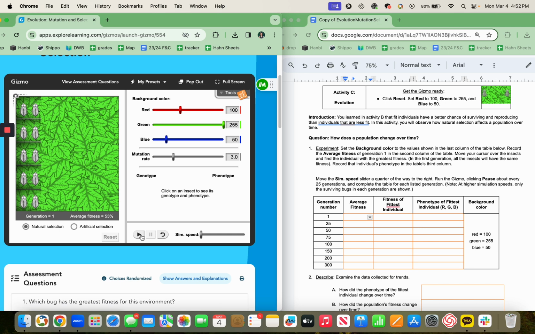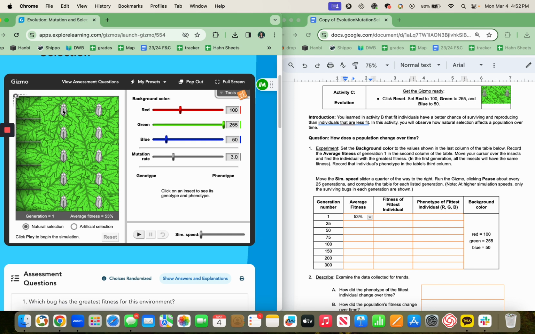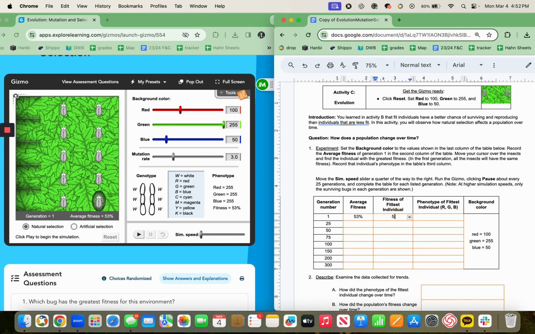Okay, we'll say generation one. And then the average fitness is going to be 53%. And then the fittest of the fittest individuals. I think they're all going to be the same because they haven't really had any kind of mutation. As I go over each one, notice it's the same fitness, so that's going to be 53. That's easy. And then the phenotype of the fittest will obviously be 255, 255, 255.